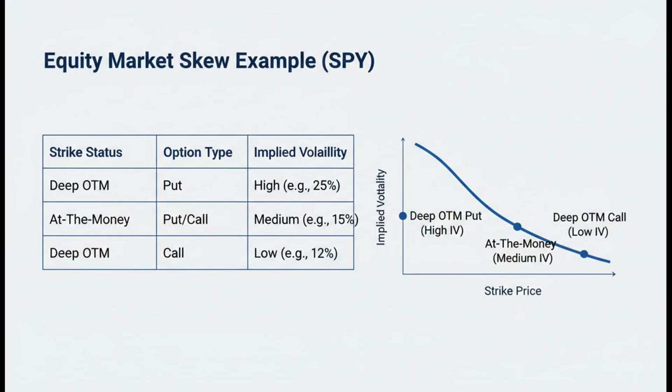In equity markets like the S&P 500, we observe a skew or smirk. Here, OTM puts trade at significantly higher implied volatilities than OTM calls. As you move lower in strike price, the IV rises sharply, reflecting the market's pricing of fat tail risk, the higher probability of a sudden market crash compared to a sudden melt-up.